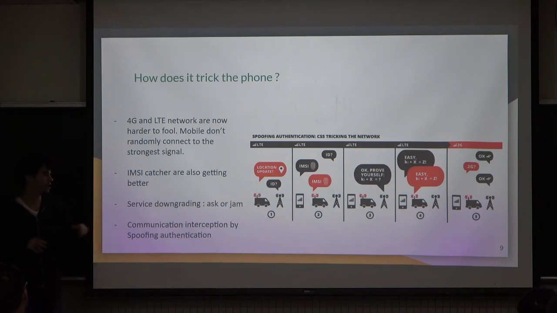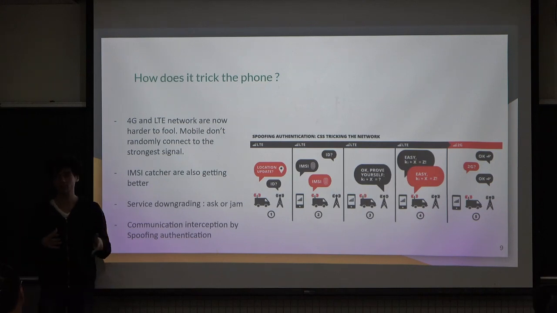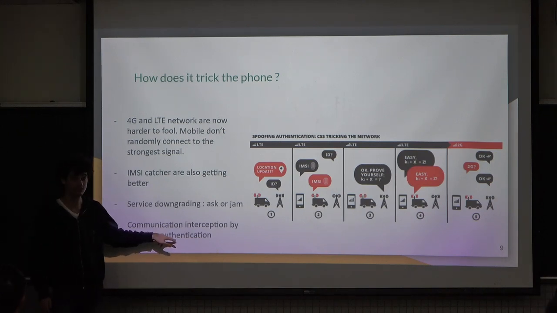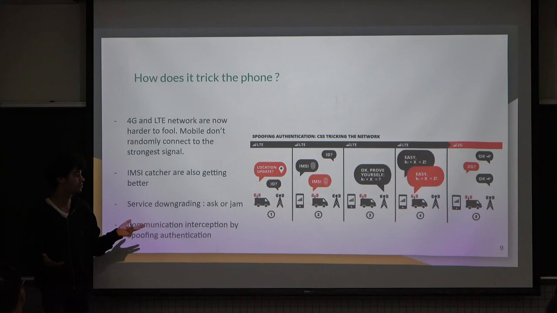Once the IMSI catcher has the IMSI, you can also get more information. You can have communication interception. For this, we use spoofing authentication. So how does it work?